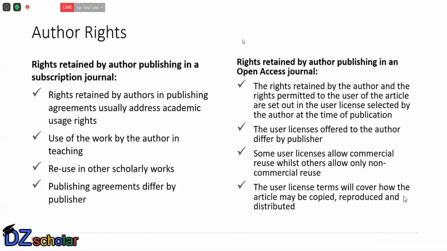And I'm going to skip past this really quickly in the interest of time, but this is just the difference between subscription and open access and author rights. And again, you can find this on the Researcher Academy websites, which we'll link to, and other Elsevier websites certainly have this information.